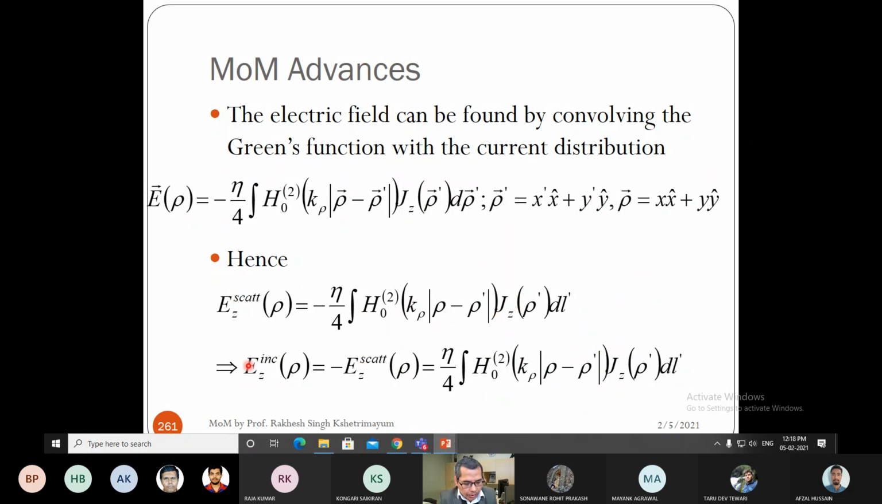So what was the boundary condition? The tangential component of the electric field incident plus the tangential component of the scattered electric field is equal to 0. But here we just have Ez. So Ez is actually tangential to the surface of the cylinder. So Ez incident is equal to minus Ez scattered. The Ez scattered expression is this convolution of the 2D Green's function and the current density.